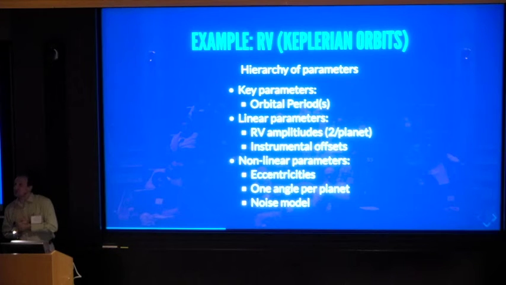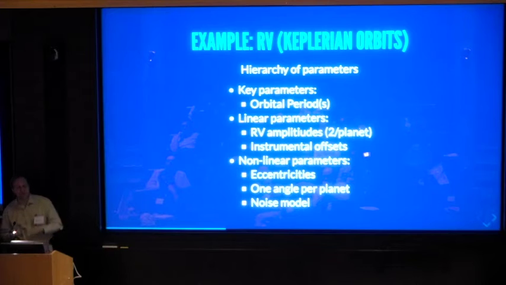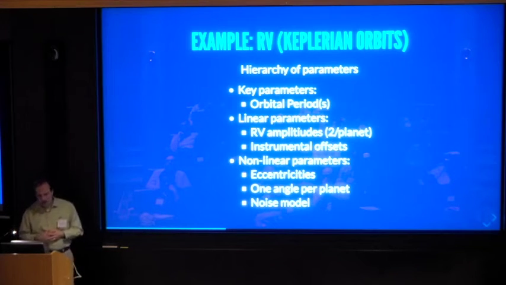Okay, so for some examples. In the context of radial velocities, our key parameter is the orbital period, and the likelihood is ridiculously multimodal in that. We have no choice but to brute force explore all the periods we're interested in. In a relatively naive implementation, you can get two radial velocity amplitudes per planet where the likelihood is nearly linear, also the instrumental offsets, but your eccentricities, one of the angles per planet, and any hyperparameters in your noise model would enter nonlinearly.